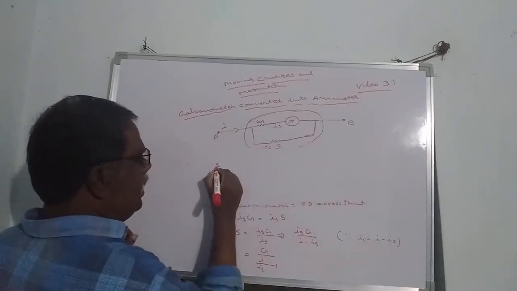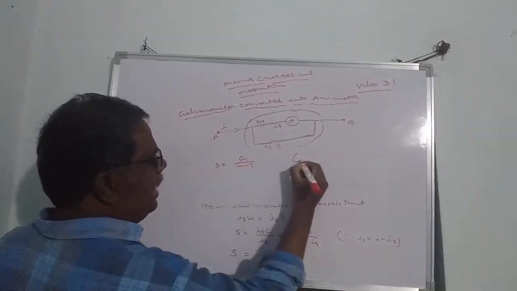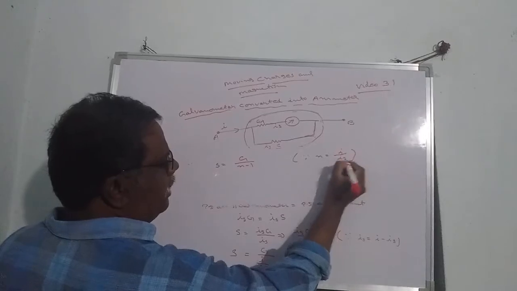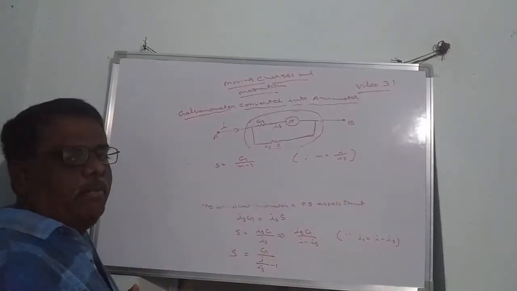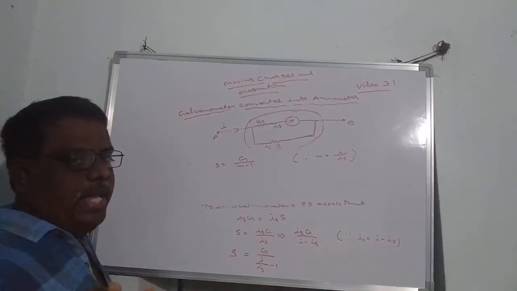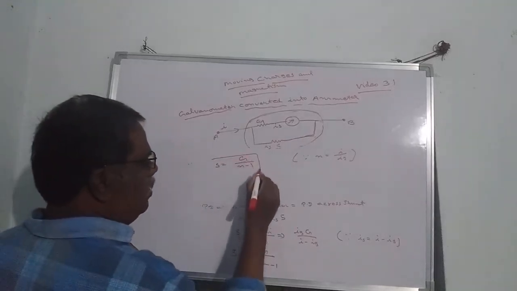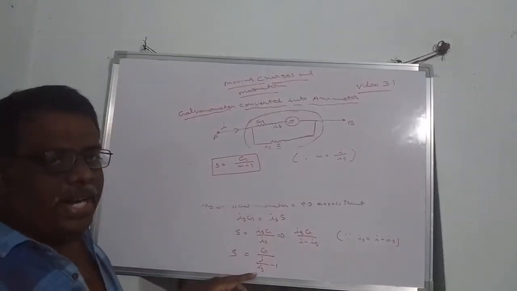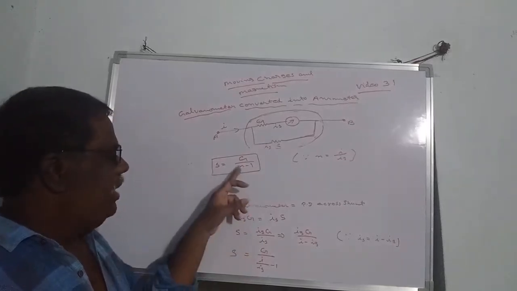That means this equation can be written as S = G by (N minus 1). Here N is equal to I by Ig. So that means only 1 by nth of the total current passes through the galvanometer. So S is equal to G by (N minus 1). What is N? I by Ig. The ratio between the total current and the galvanometer current is called N.